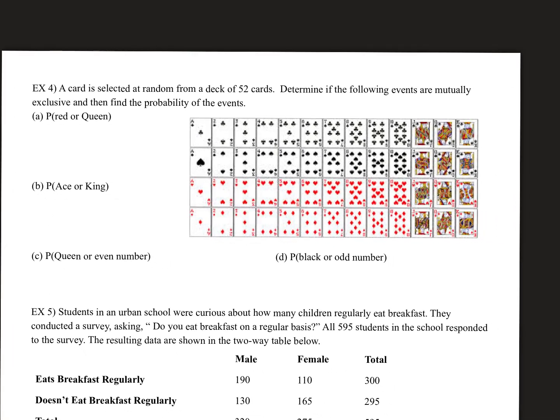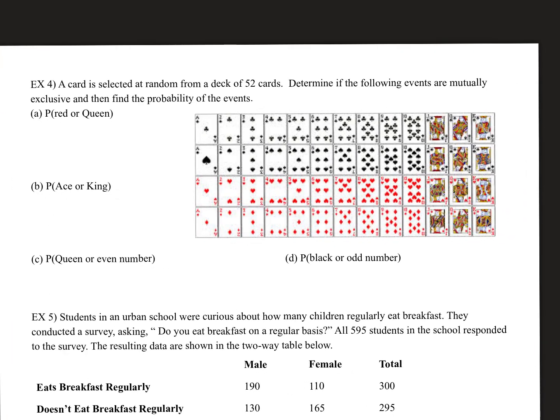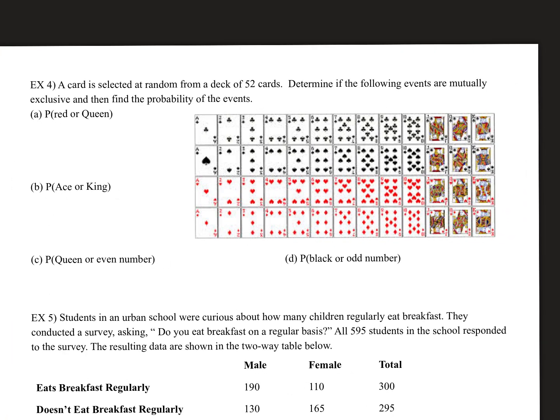Another very common example that we see in probability are examples that have to do with cards. So here is a picture of a deck of cards. There are 52 cards in a deck. There are 4 suits. We have clubs, spades, hearts, and diamonds.